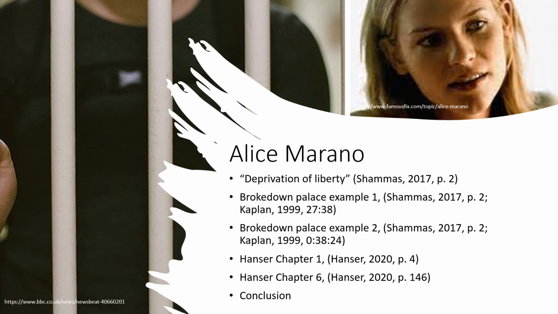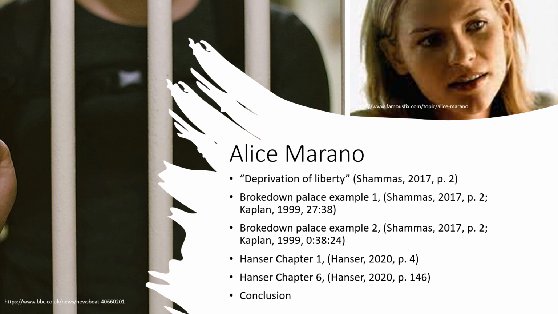The fourth character I will be looking at is Alice Marano, with the Pain of Imprisonment, Shamas 2017 article, where the pain of imprisonment that best applies to her is deprivation of liberty, found on Shamas 2017, page 2. This essentially tells how the fundamental premise behind prisons is to remove or to restrict liberty. This can be best shown in Brokedown Palace example 1, from Kaplan, 1999, 27 minutes, 38 seconds, where essentially Alice is being brought to the women's prison, thus being denied her liberty.